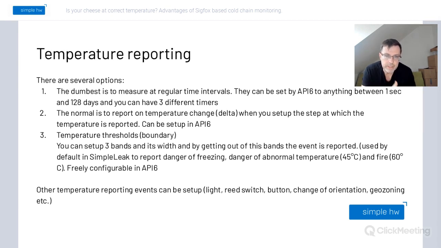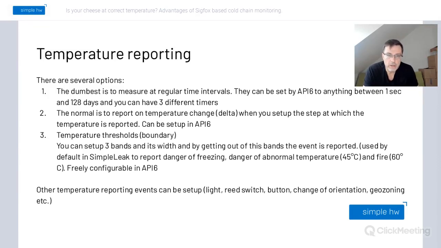The other one is the mode where we use thresholds or boundaries. For instance, if you want your cheese stored at a temperature between 2 and 6 degrees Celsius, and you want to be alerted only when the temperature is outside of this range, you set up the boundaries very easily through API 6. Once the temperature reaches 6.5 degrees, you'll get an alert. Or when the temperature is below 2 degrees, you get an alert with the precise temperature, and you know that you must make some kind of intervention.